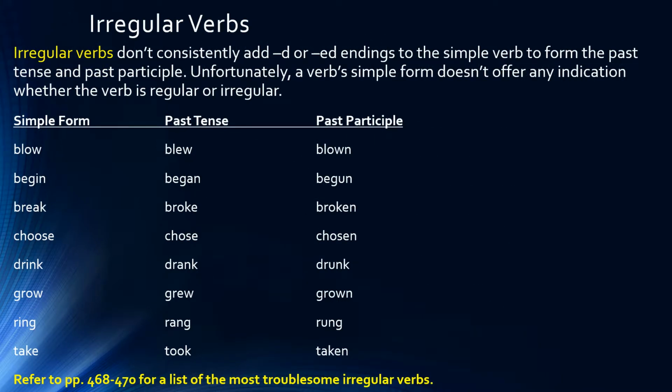Now, the regular verbs are relatively simple, but then we have a category that we call irregular verbs. Irregular verbs will not consistently add D or ED endings to the simple verb form. We don't do this to form the past tense or the past participle. Now, the problem is a verb's simple form doesn't offer any indication whether the verb is regular or irregular. So let's look at the word blow.